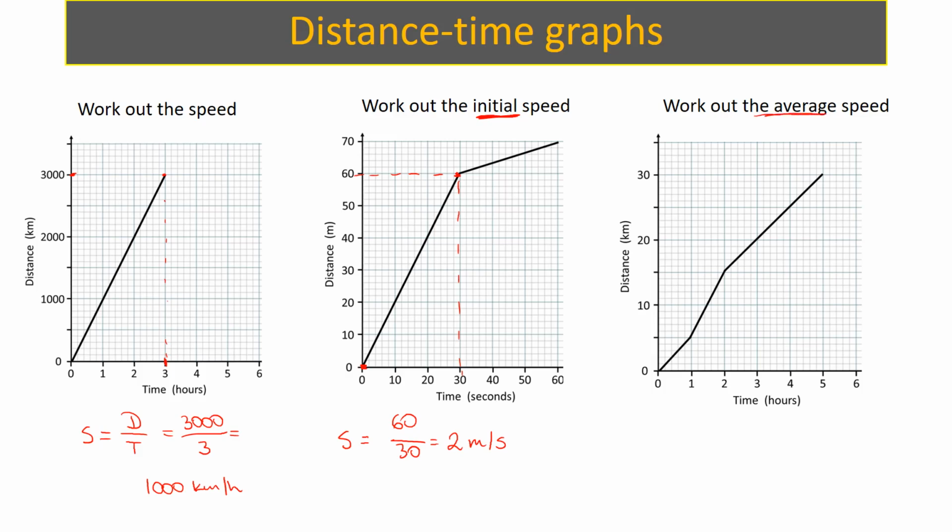And in the last question, I need to work out the average speed. And to work out the average speed, I need to divide the total distance by the time taken. So the line stops here. So that means that the distance is 30, and that the time taken goes down to here. That is 5, so that is 6 kilometers per hour. Remember about the units.